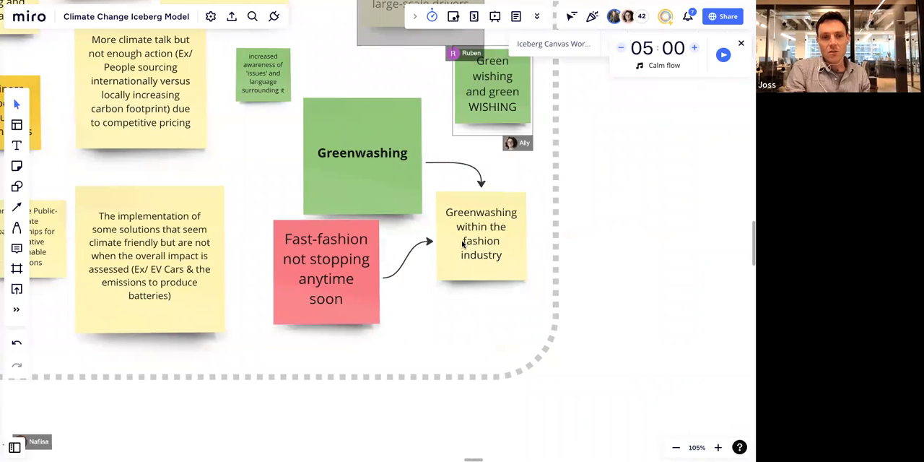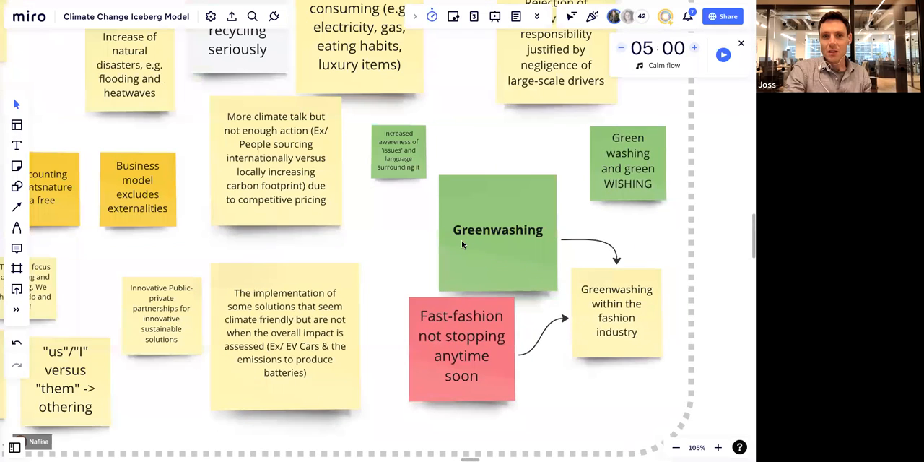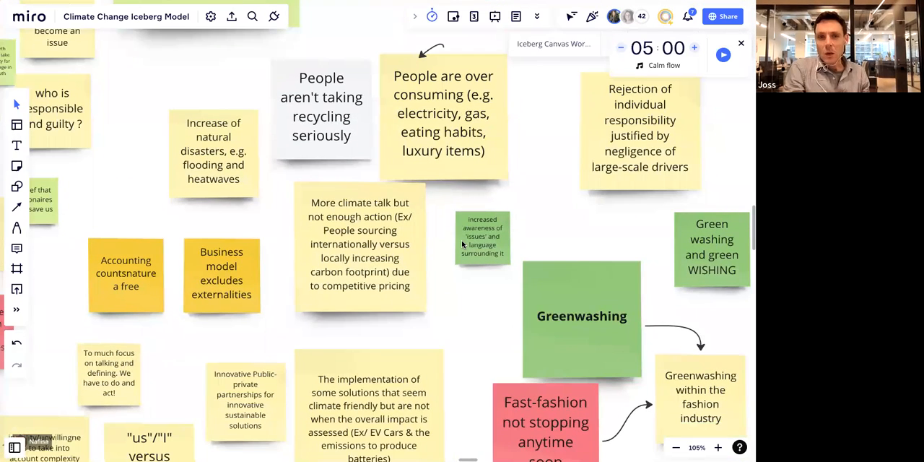Implementation of some solutions that seem climate friendly but are not when the overall impact is assessed. Electric cars and the emissions to produce batteries. Yeah, in many ways, the complexity of what goes on behind the scenes in our economy easily overwhelms us, and we can't see the full picture. It makes it easy for greenwashing, to lose sight of what's really going on.